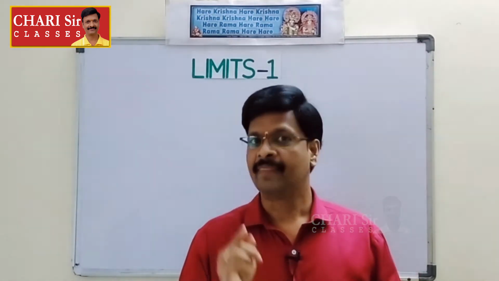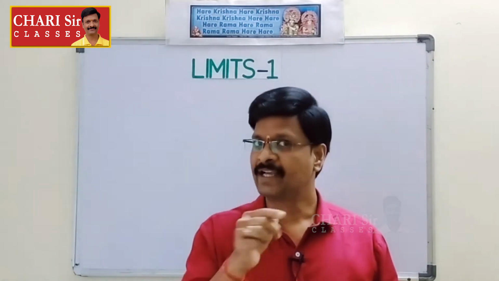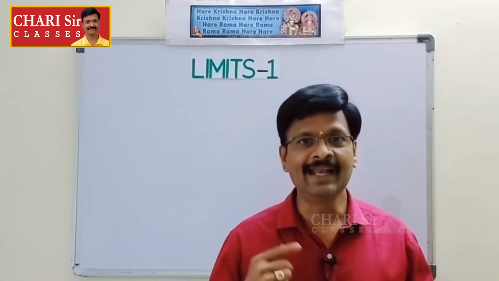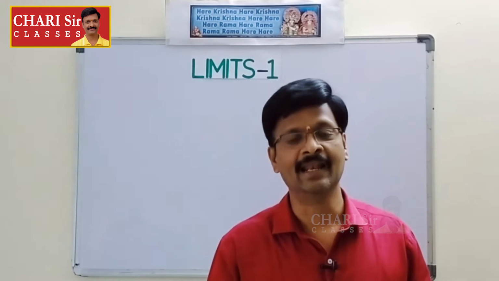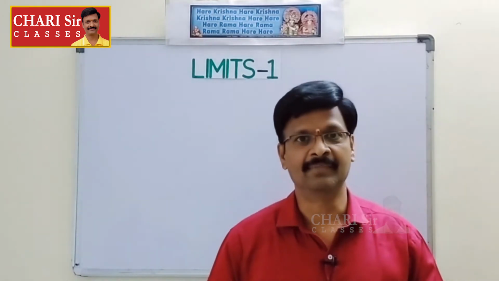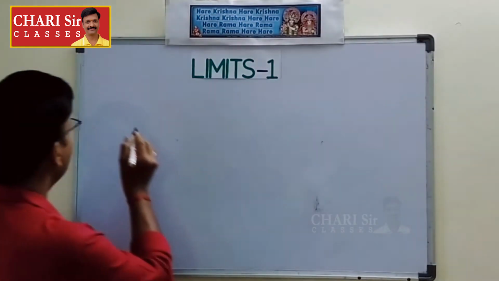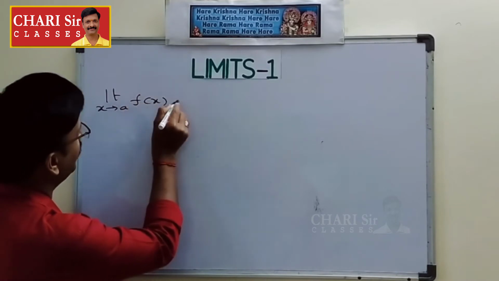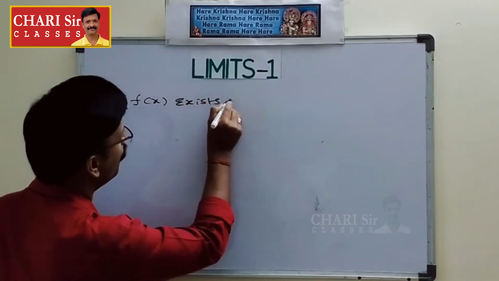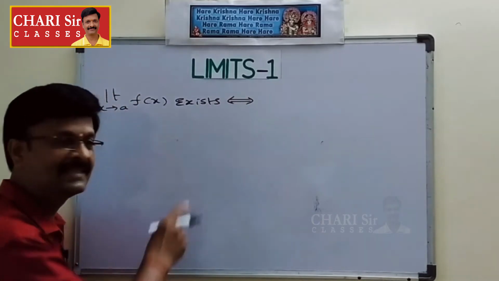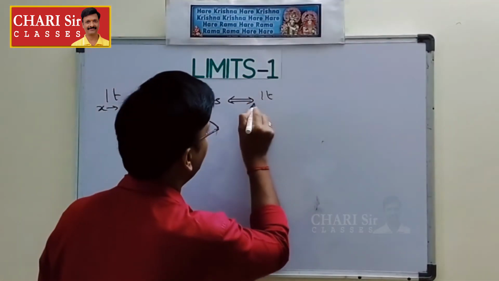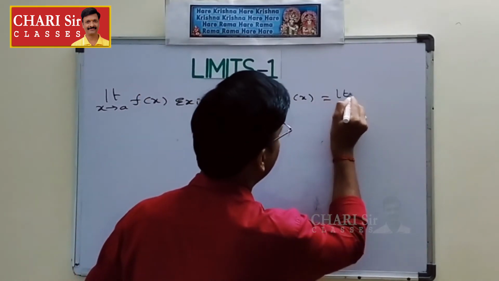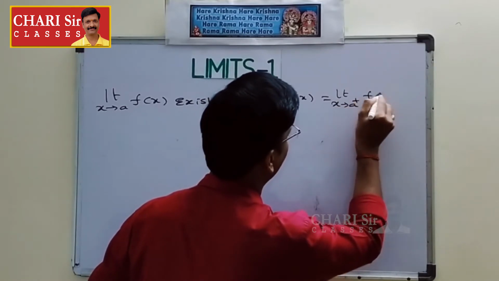First we define the limit of a function. So limit of a function f of x. What is f of x? f of x is a function which is defined in the deleted neighborhood of a, and L, where a, L are two real numbers, and we define the function like this: limit x tends to a, f of x exists only when, if and only if, limit x tends to a minus f of x is equal to limit x tends to a plus f of x.